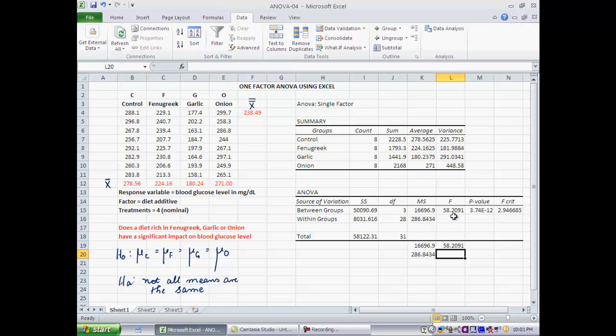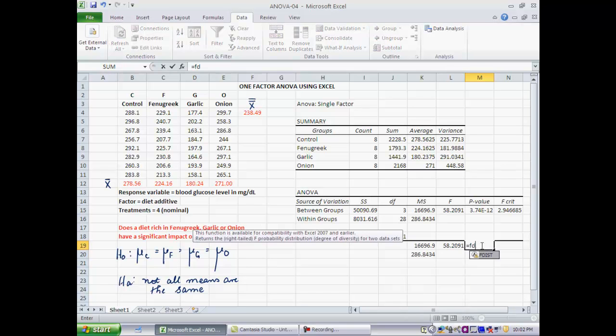So the next question we ask, how different is 58 from 1? I would expect this ratio to be 1 or something close to 1 if the null were true, but I'm finding a value that is way different from 1. I know that this 58 is highly unlikely, but let's see statistically how unlikely that is. So the way I would find that is simply by using the F distribution.